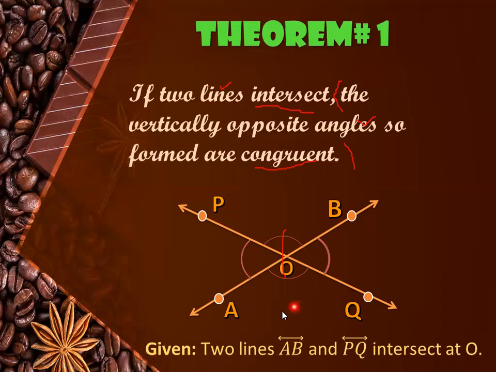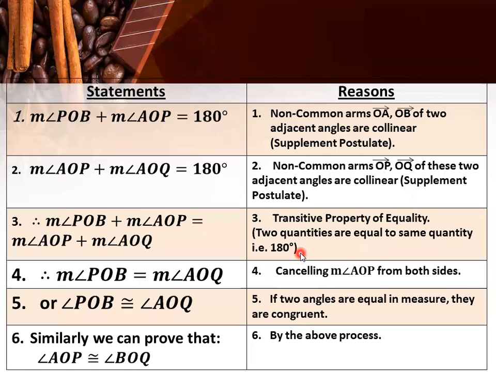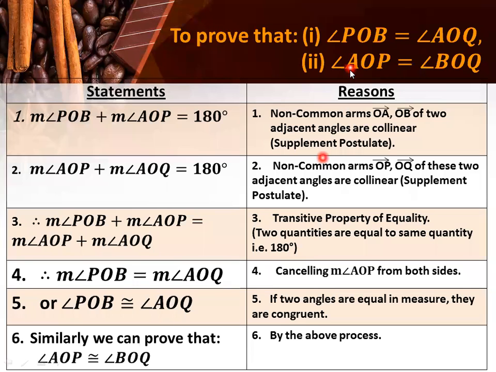So what is given to you? Two lines, this is the line AB and the line PQ, and they are intersecting at point O. This is the thing which is given to you. And now what you have to prove? You have to prove basically this thing. Okay, look at here, this thing you have to prove. Measurement of angle POB is equal to AOQ, and angle AOP is equal to BOQ.